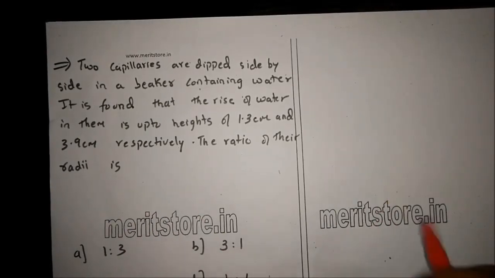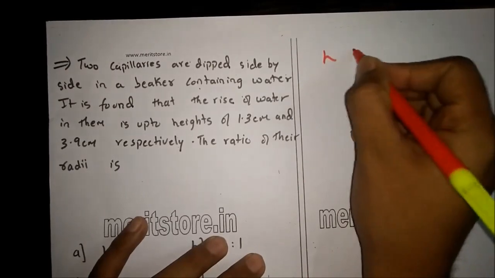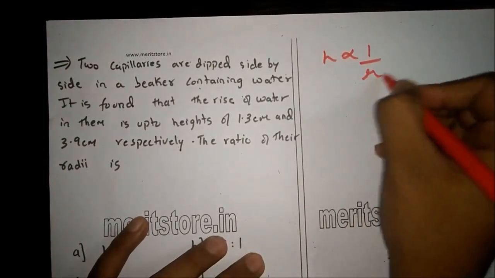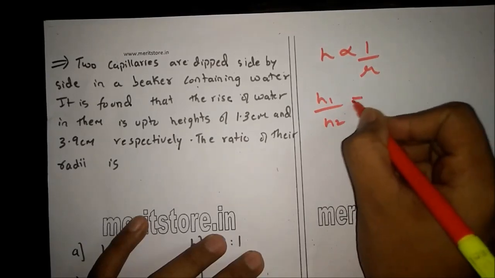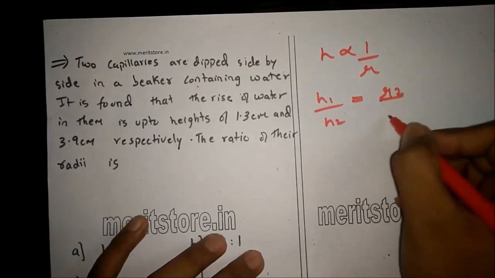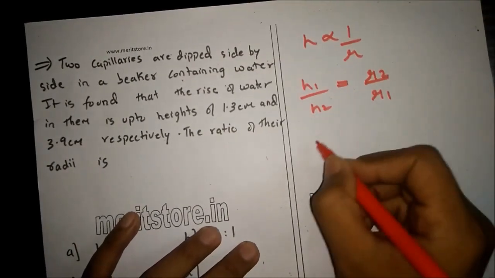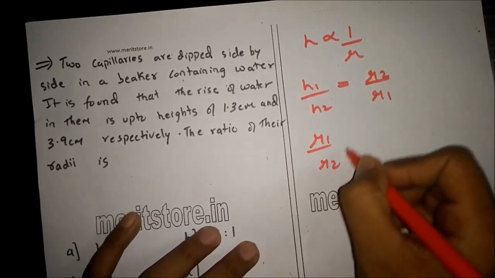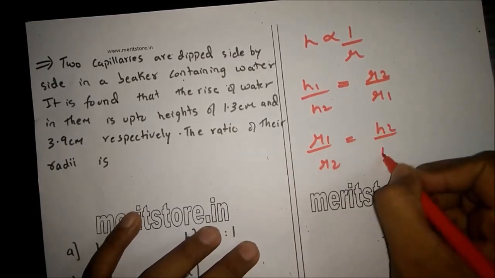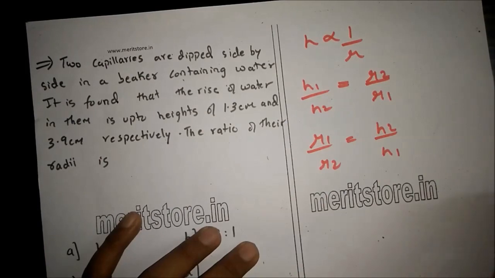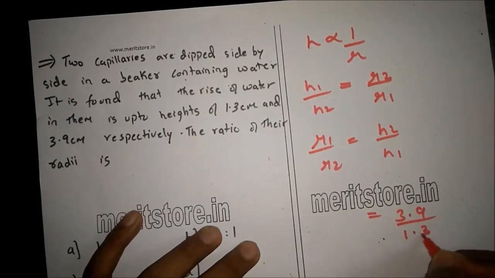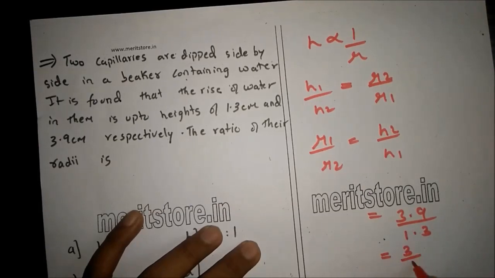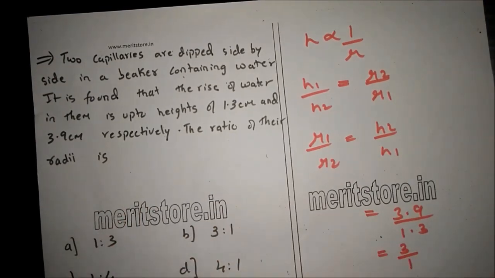Now we know that h is inversely proportional to the radius. Therefore, h1 upon h2 will be equal to r2 upon r1. Therefore, r1 upon r2 is equal to h2 upon h1. We know the values of h2 and h1, which is equal to 3.9 upon 1.3, which is 3 is to 1. Therefore, the radius will be in the ratio 3 is to 1, which is option B.